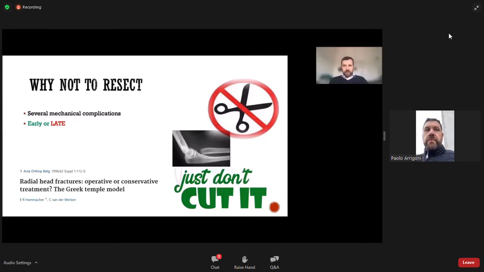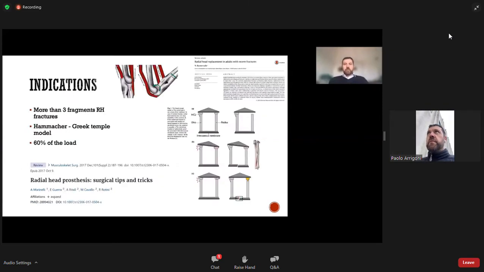So why not to resect? I personally don't like it, but in general there is a reason why not to resect, because there are several mechanical complications and long-term complications. There can be early or late complications. If you think about the radial head with the Greek temple model, you immediately understand, and you can see nicely on the right, that both the ulna and the radius contribute to the stability of the elbow and the arm.